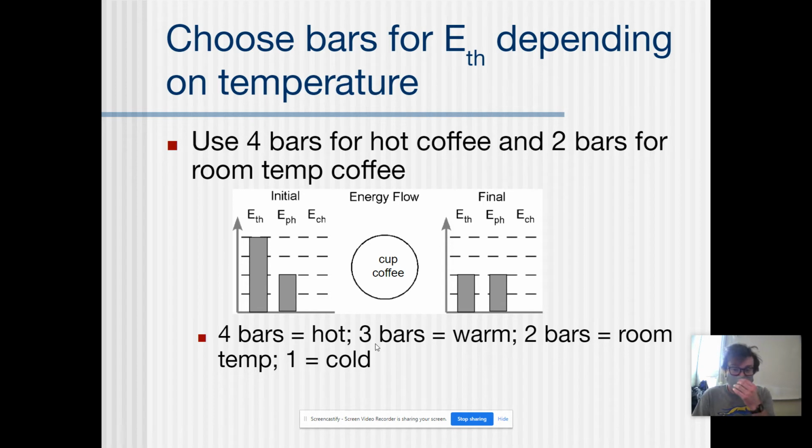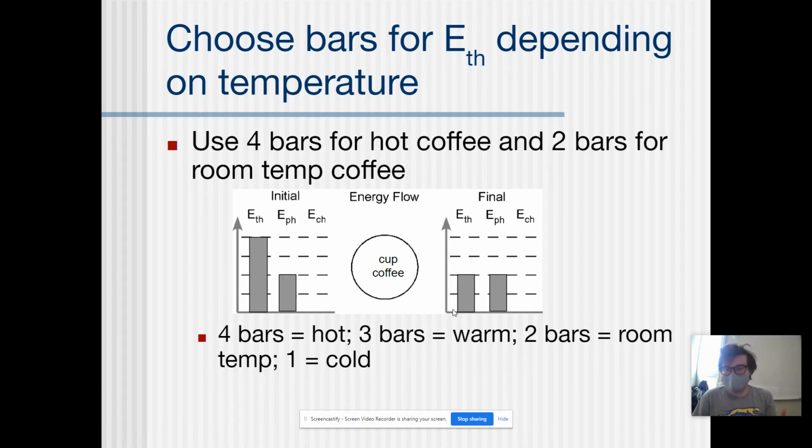There's not quite as much energy involved. So that's where we get this idea: more bars for hot, fewer bars for cold. If we look at our coffee cup example, we're starting off with a hot cup of coffee, so we're going to fill in 4 bars of thermal energy. And we're letting that coffee cool in the room, so it's eventually going to get down to room temperature. So in our final box, we can show that we have 2 bars of thermal energy.